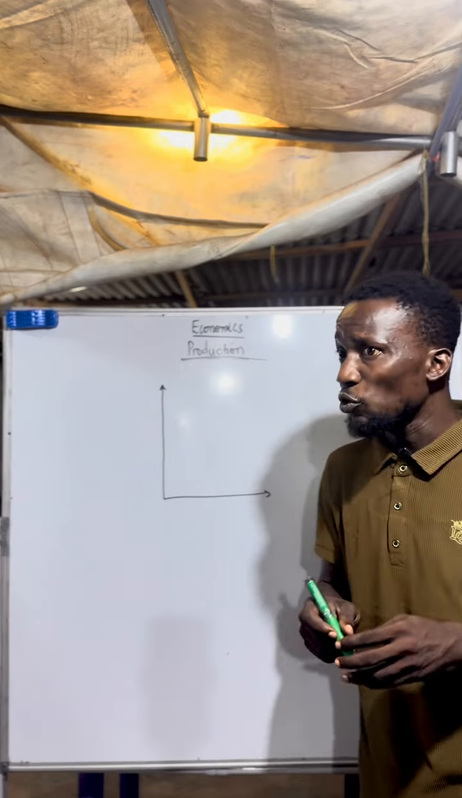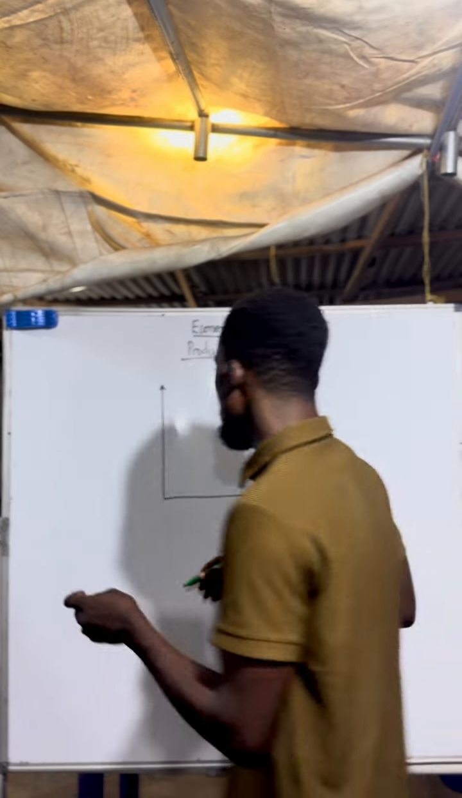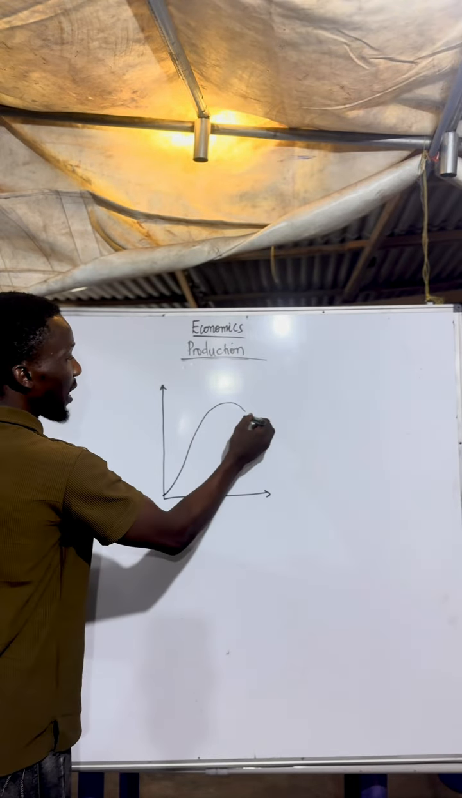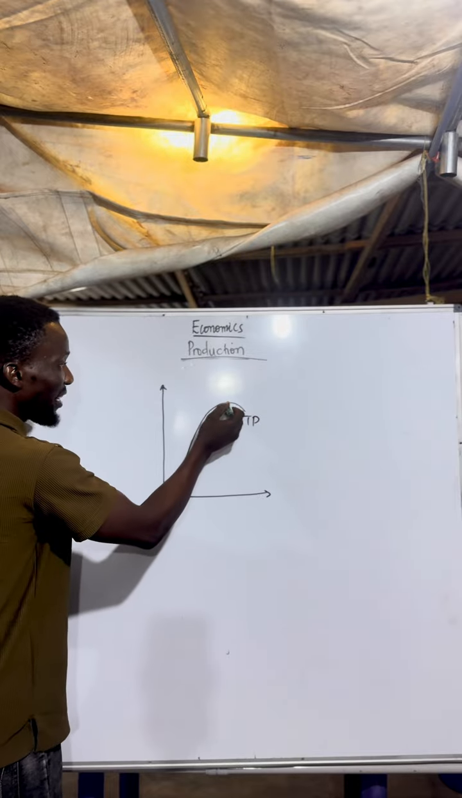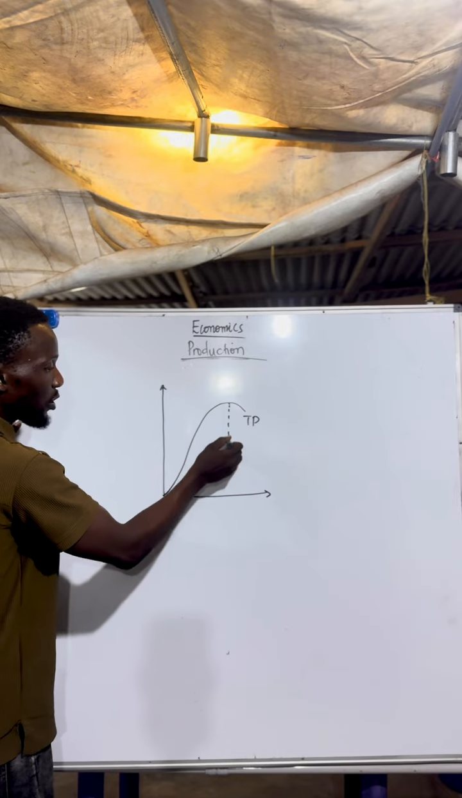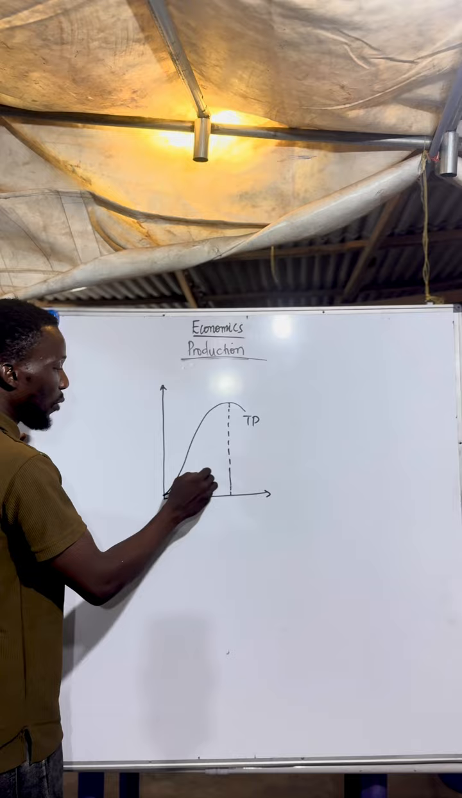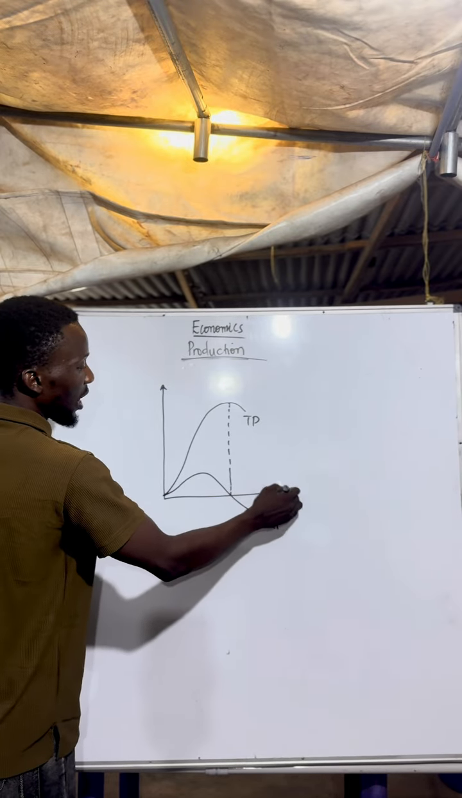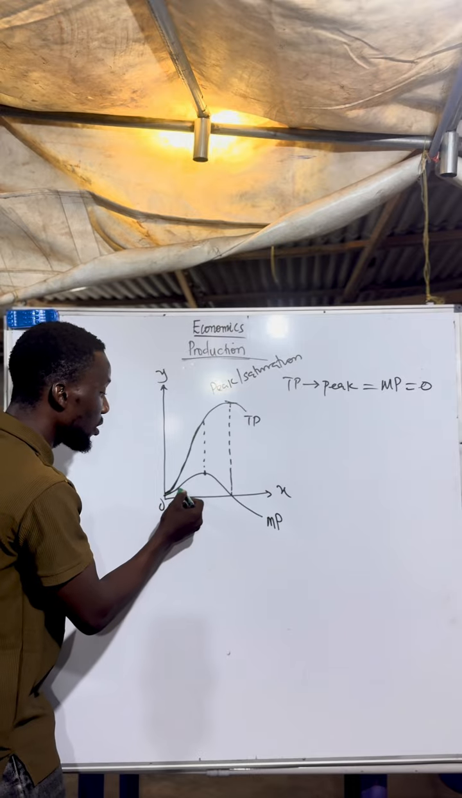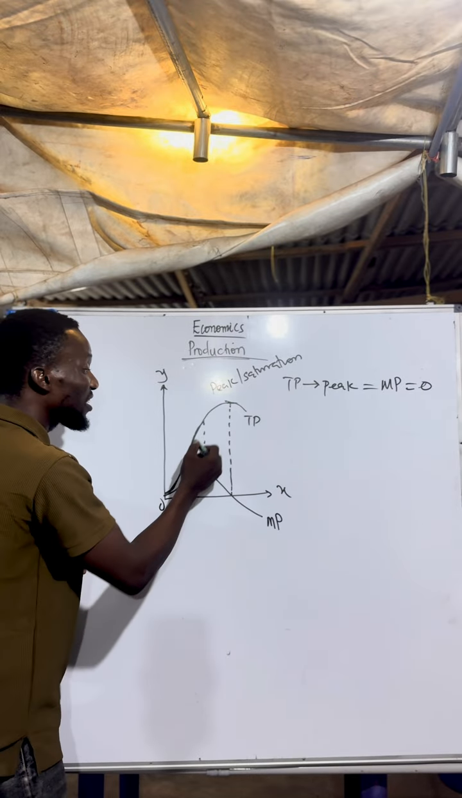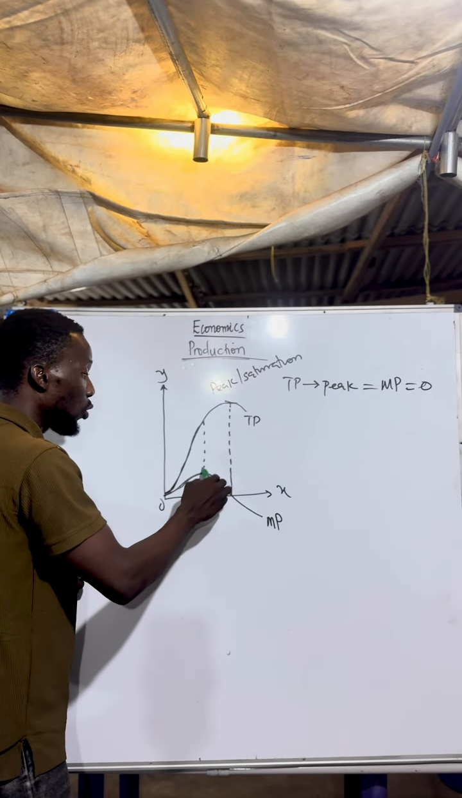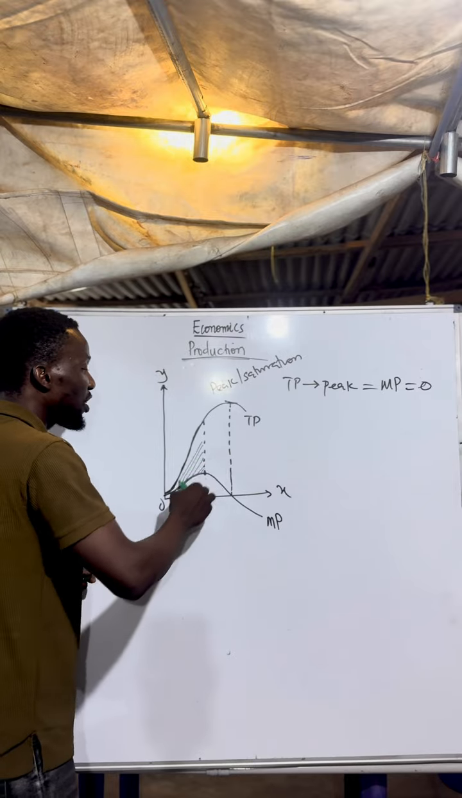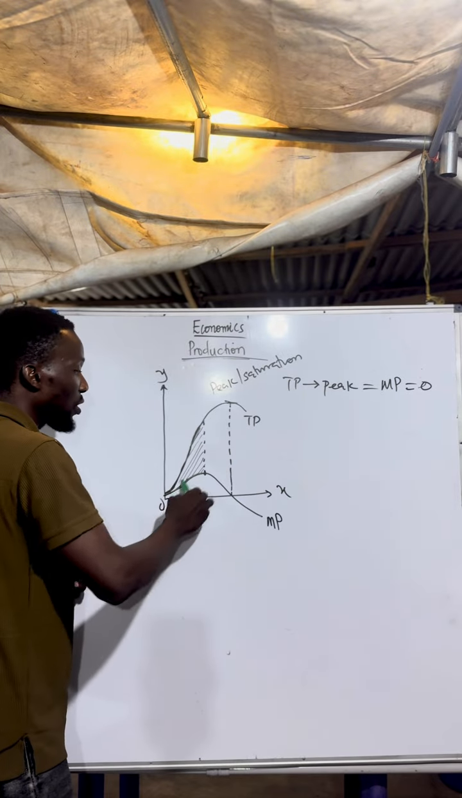The relationship between total product and marginal product. This is my total product. And at this very peak here, I will draw a dotted line. Then from here, I will have my marginal product. I'll call this my MP. When marginal product is rising like this, you see total product is increasing at an increasing rate. And I'll identify that by shading the region for you to understand what I'm trying to say.